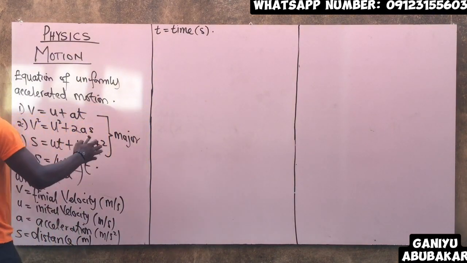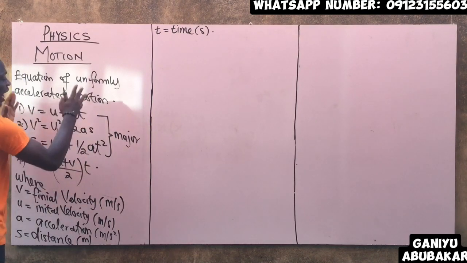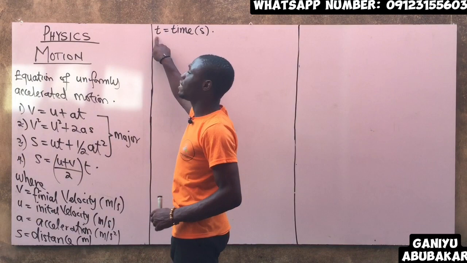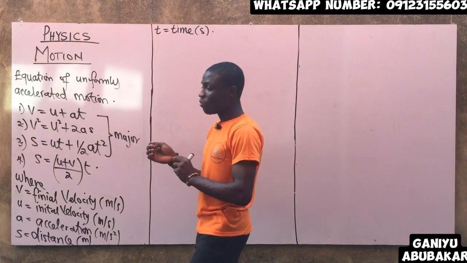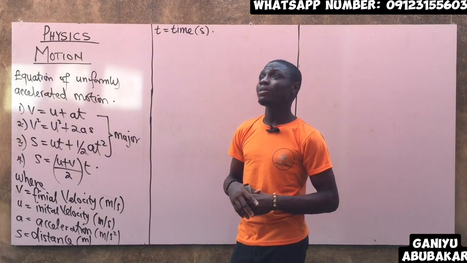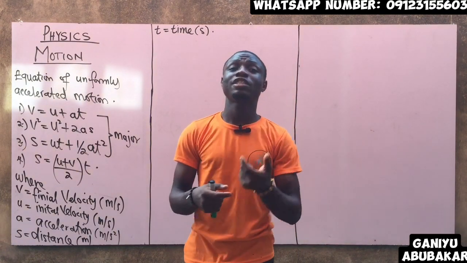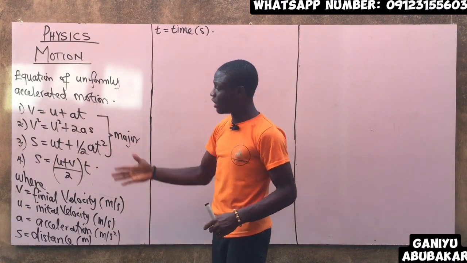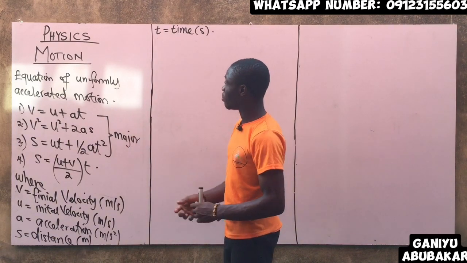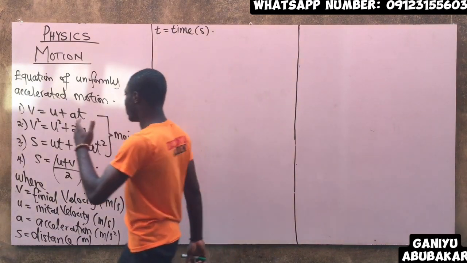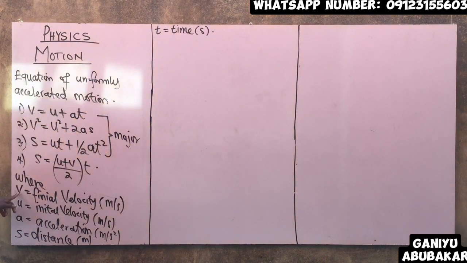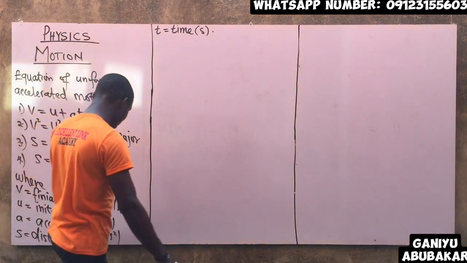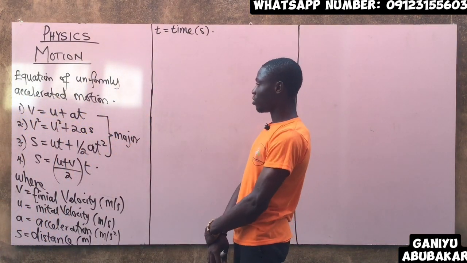So when it comes to the equation of uniformly accelerated motion, note that this small t is intentional, right? If I use capital T here, it's not time. Capital T in physics represents either temperature or period. But small t is intentional here, so this t is time in seconds. So we have defined all the parameters here: v is final velocity, u is initial velocity, a is acceleration of the body in meters per second squared, x is distance or displacement in meters, and t is time in seconds.